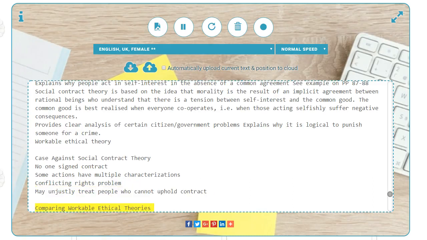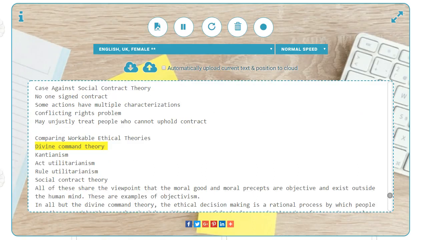Comparing workable ethical theories. Divine command theory. Kantianism. Act utilitarianism. Rule utilitarianism. Social contract theory. All of these share the viewpoint that the moral good and moral precepts are objective and exist outside the human mind. These are examples of objectivism. In all but the divine command theory, ethical decision-making is a rational process by which people can discover objective moral principles with the use of logical reasoning based on facts and commonly held values.